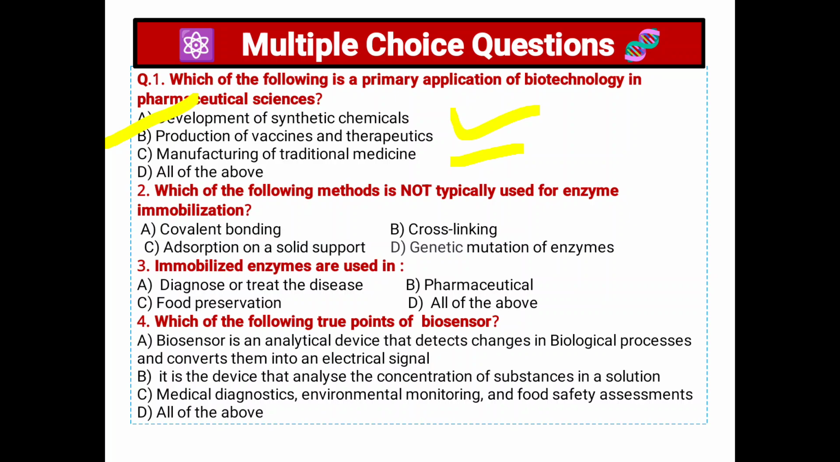Next, which of the following methods is not typically used for enzyme immobilization? Enzyme immobilization means prevention of entry or movement of enzymes.